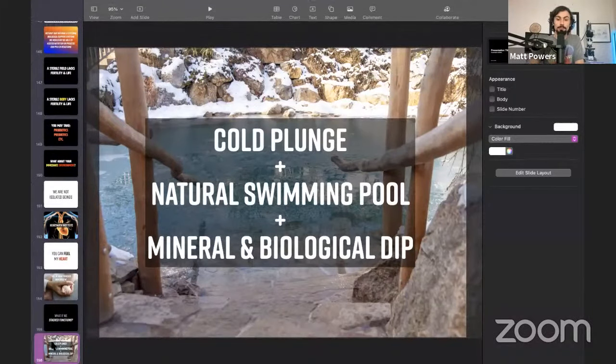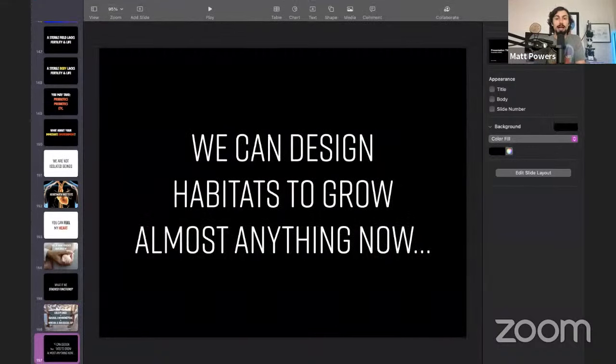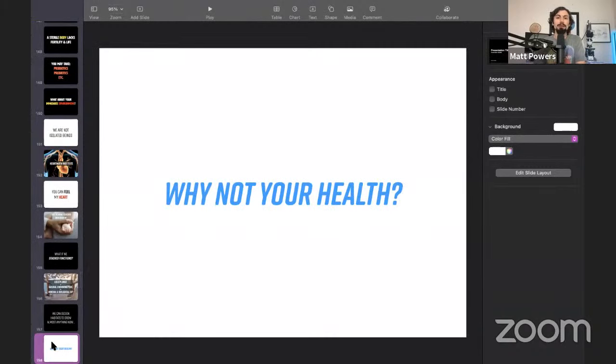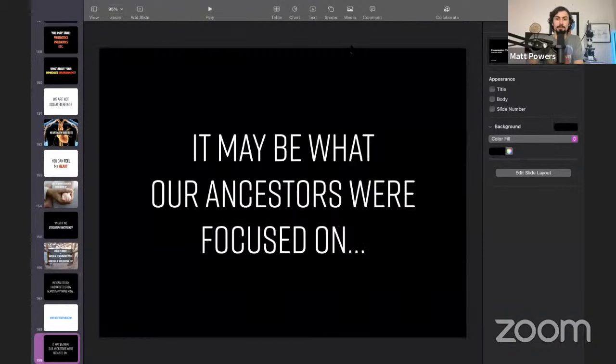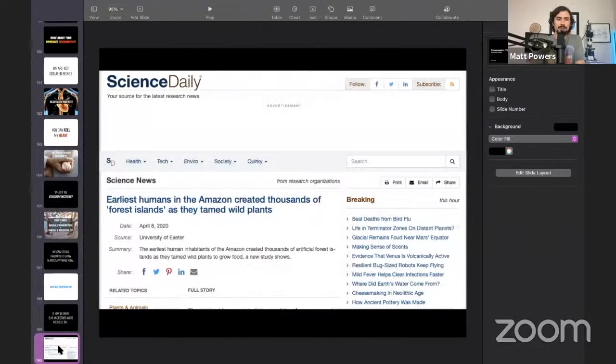What else? We can design our habitats to grow almost anything now. Why not your health? Maybe that's what our ancestors actually were focused on. When we look at the earliest humans in the Amazon creating thousands of forest islands as they tamed wild plants, right? This is Science Daily here.